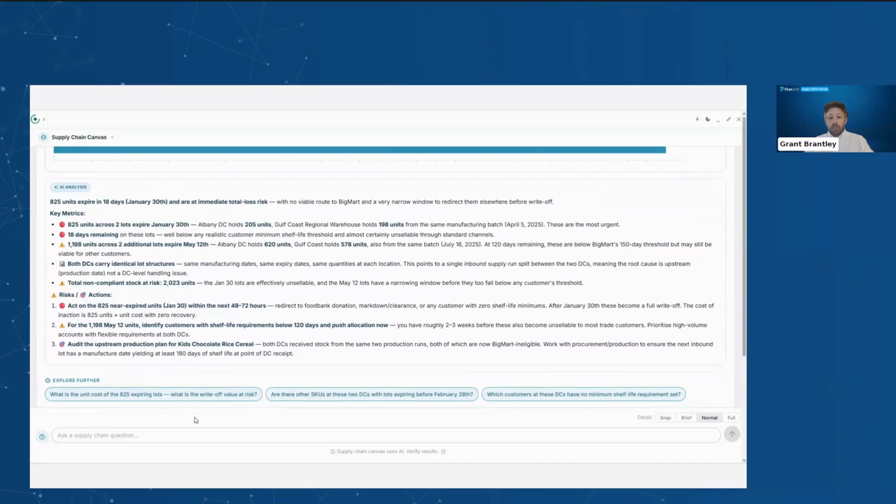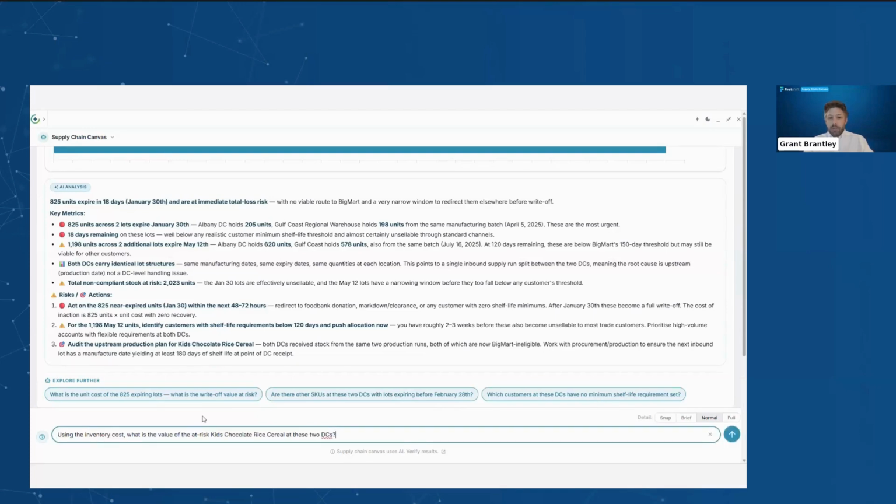But there's a second group with 120 days of life out to May. So those are below Big Mart's threshold, but they're perfectly good for other customers that may have a lower shelf life requirement. So Canvas has spotted the root cause here, and really identified that we may have expiring inventory here, but is that something that we could use for a different customer? So it's also telling the planner where they may want to go through and make some other decisions about it.